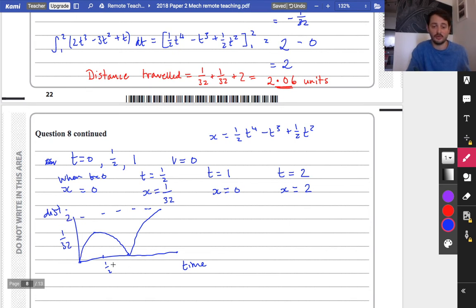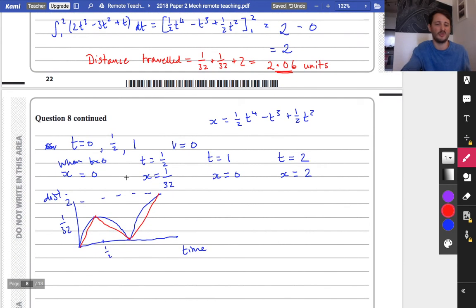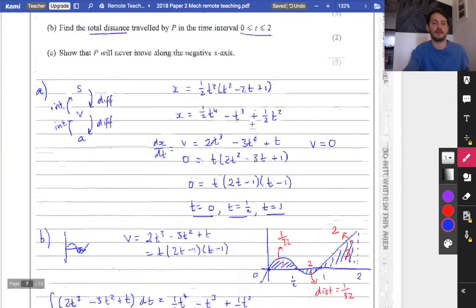And it hasn't gone below the axis at all, just because these are the only times that it's been at rest. So the total distance that it's travelled is 1/32 up, 1/32 back, and then 2 over here, 1/32, 1/32, and 2 like we have here. Kind of a strange question. I think perhaps the most familiar way would be using this integration technique, but this is kind of what the common sense approach is that the mark scheme has used. Okay, we're nearly there. Let's have a look at just this last part now.